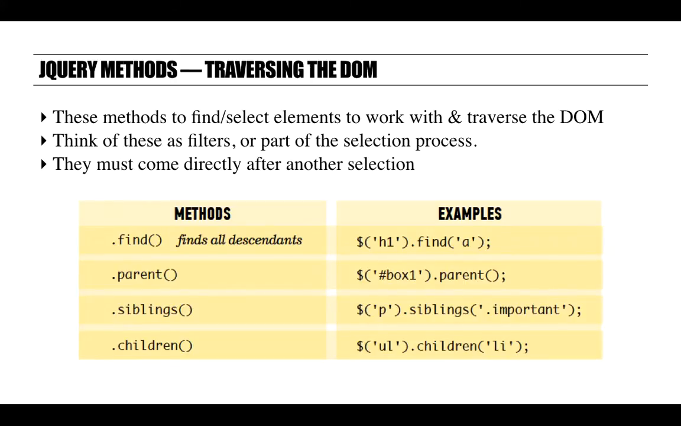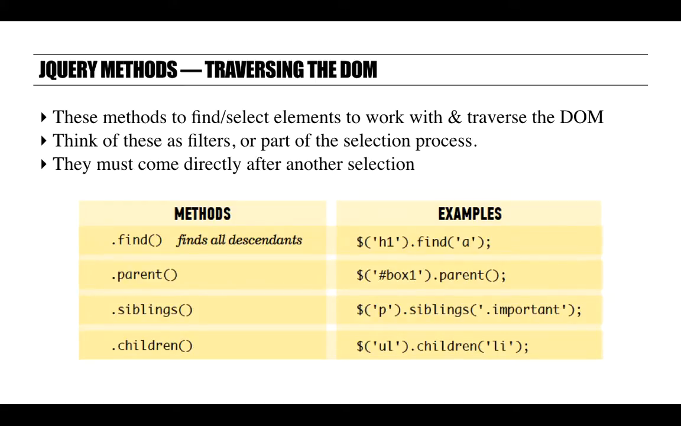So first of all, you can traverse the DOM, which means you can go through your HTML in JavaScript. For example, these are just some methods that you can use. So find, that's going to find whatever elements you're looking for within whatever you're selecting. For example, if you have a bunch of links in your H1, then you can do find H1 and then find A, and this will get all of the A tags that you have in your H1.